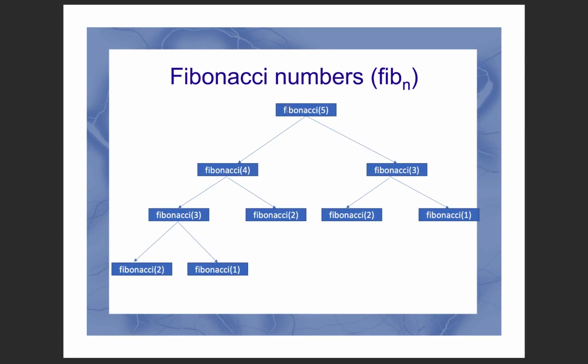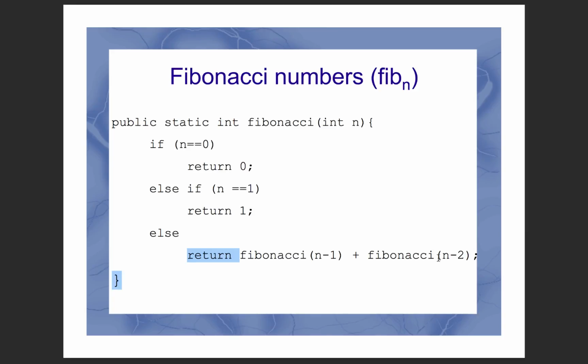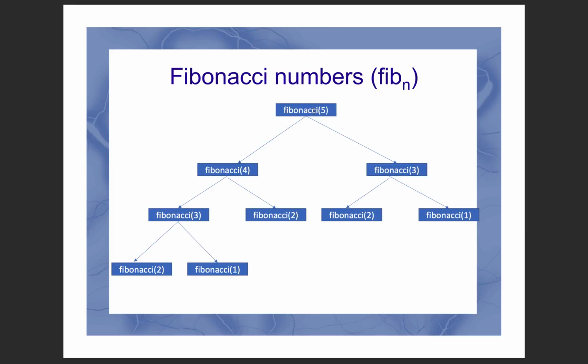For example, Fibonacci n minus 1, Fibonacci n minus 2. When you have Fibonacci 5, Fibonacci n minus 1 equals Fibonacci 4, and Fibonacci n minus 2 equals Fibonacci 3. Then for Fibonacci 4, n minus 1 gives Fibonacci 3, and n minus 2 gives Fibonacci 2. Again for Fibonacci 3, n minus 1 gives Fibonacci 2, and n minus 2 gives Fibonacci 1. Similarly, Fibonacci 3 to Fibonacci 2, and Fibonacci 3 to Fibonacci 1.